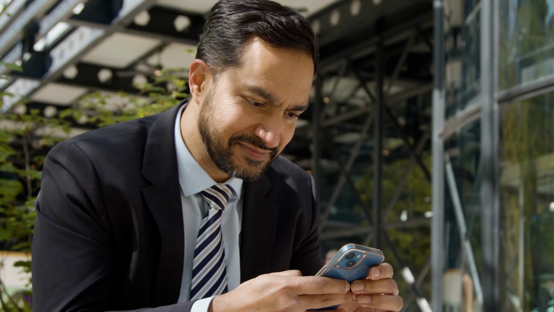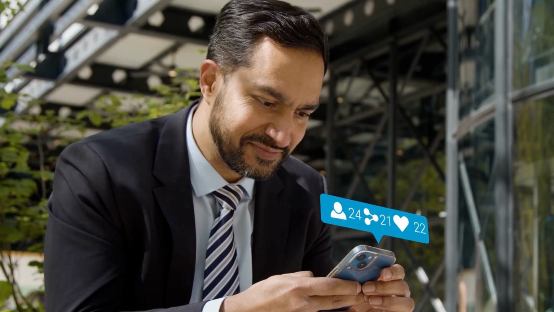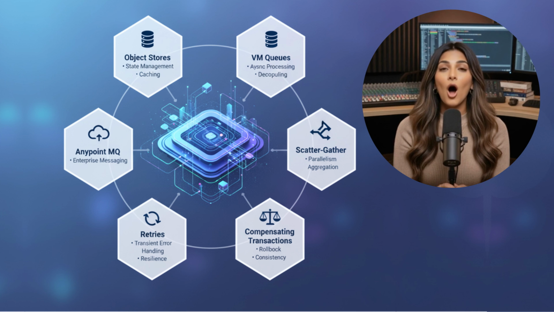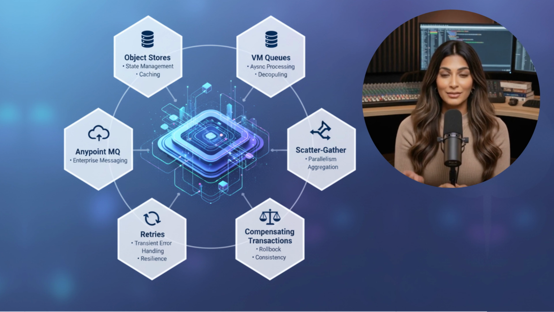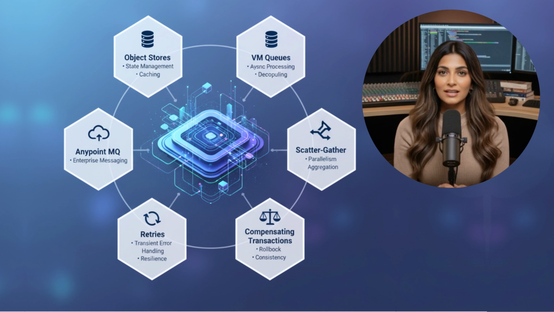Pillar 4. Performant and reliable apps, 27%. This is the heaviest weight domain. Think object stores, VM and Anypoint MQ connectors, scatter-gather parallelism, retries, and compensating transactions. Basically, making sure your app doesn't just work, but keeps working when things fail.